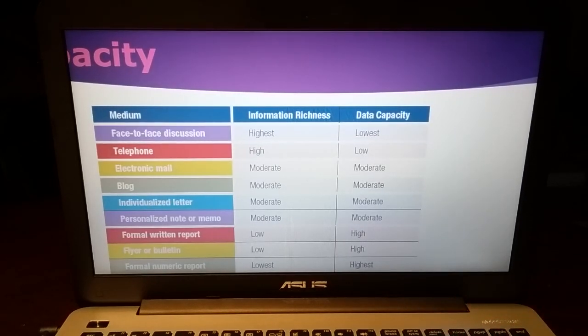So face-to-face discussion has the highest amount of information richness but low data capacity. And then it kind of goes down. Formal numeric report has the lowest information richness, in terms of, when we talk about richness, essentially the personal feel that you get, but yet it has the highest data capacity. Okay, let's see here. So you want to think about that.